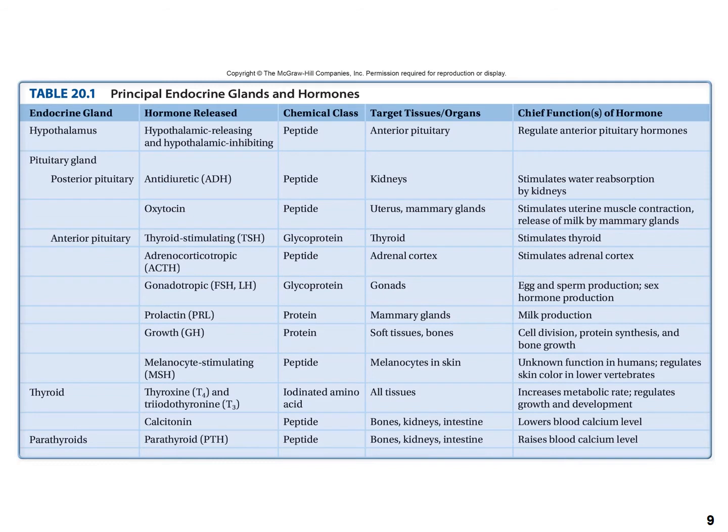So, again, here are your principal endocrine glands and the hormones that they produce. And instead of reading through this table, what I'd like you to do is pause the video right now and take a look at this information.